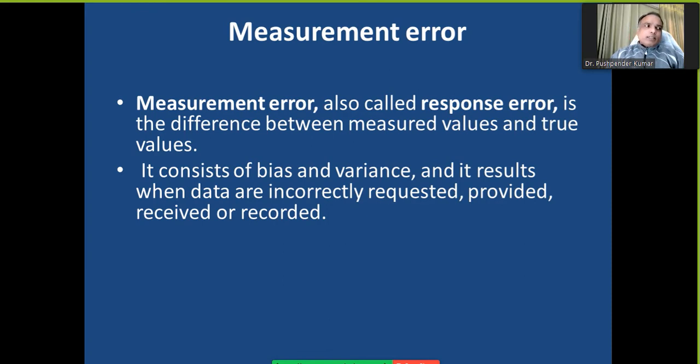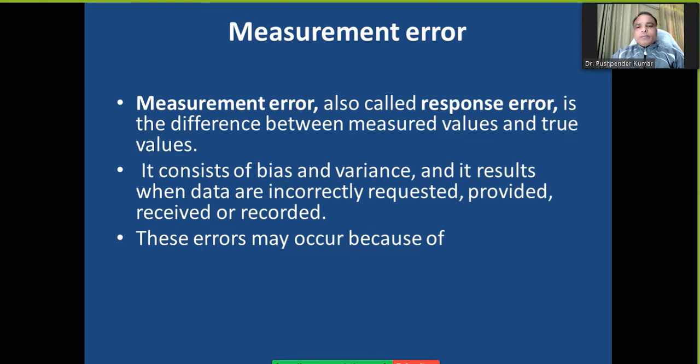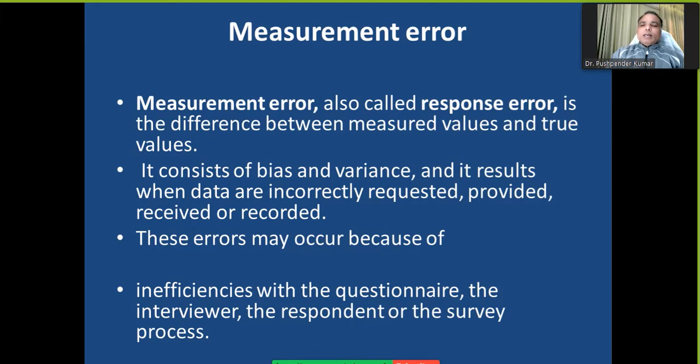So if you request a particular person to give information and the request is incorrect, I mean the form of asking questions is incorrect, then it's a trouble. Then they will provide wrong information. Sometimes coding and decoding also make problems in a measurement. So these errors may occur because of inefficiency with the questionnaire, the interviewer, the respondent, or the survey process, right?